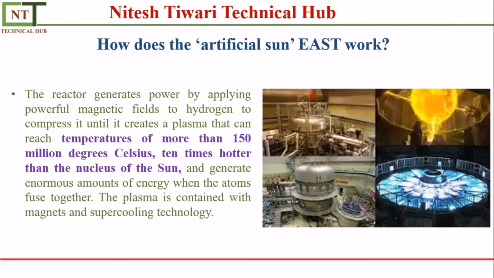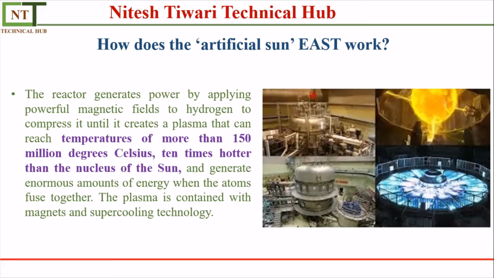Fuel is heated to a temperature of over 150 million degrees Celsius so that it forms a hot plasma of subatomic particles. With the help of a strong magnetic field, the plasma is kept away from the walls of the reactor to ensure it does not cool down and lose its potential to generate a large amount of energy. The plasma is confined for a long duration for fusion to take place.